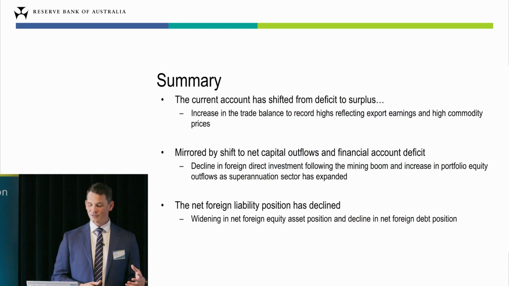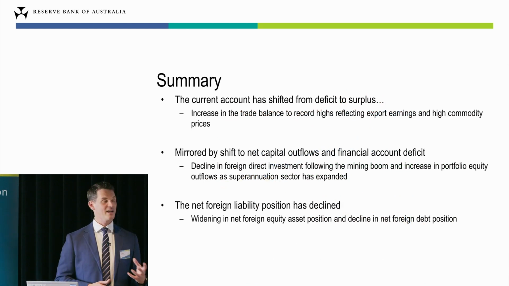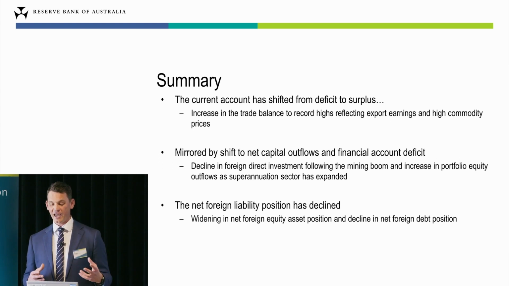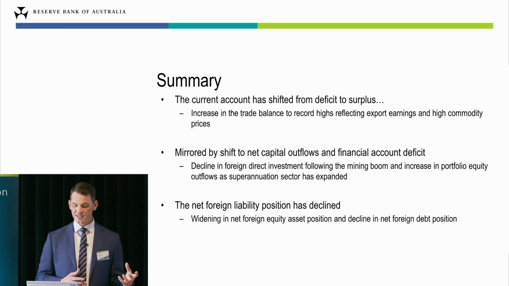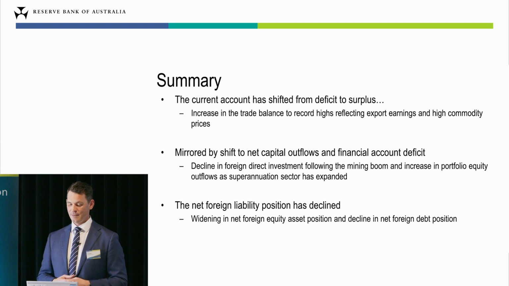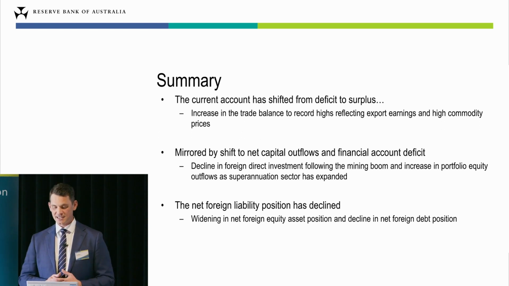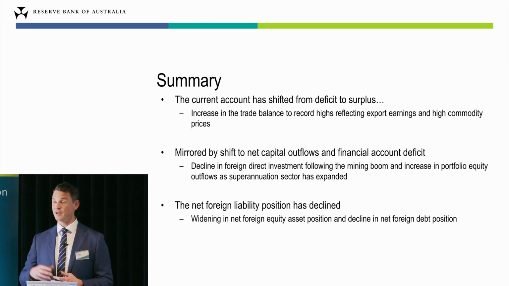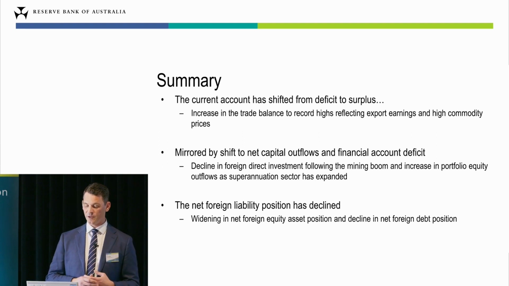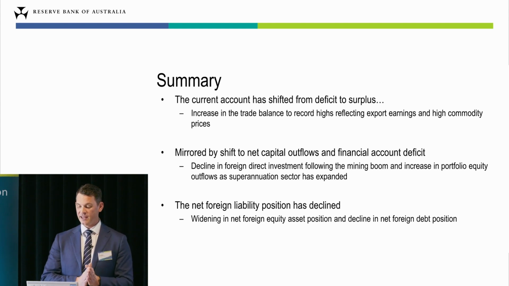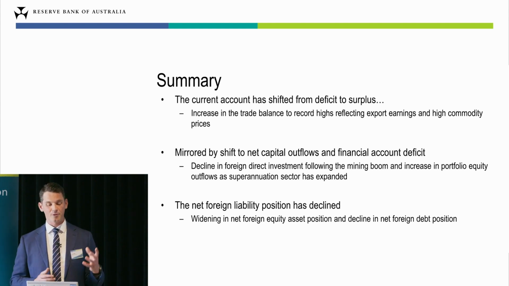And just in summary, what we've seen is one of the most significant shifts in Australia's balance of payments over recent years. In particular, the current account has shifted from deficits to a surplus, and equally, savings have increased to exceed investment. And the two key stories that have flowed through the presentation today were, one, the increase in the trade surplus that's been reinforced by higher commodity prices, and two, a decline in investment following the end of the mining boom.